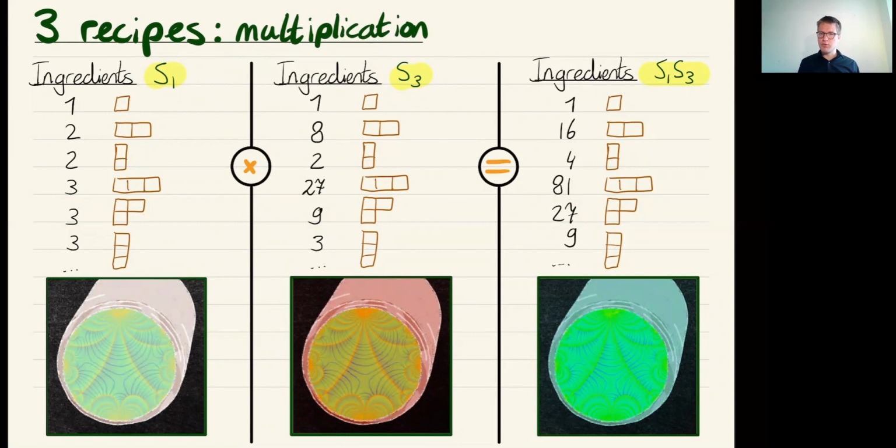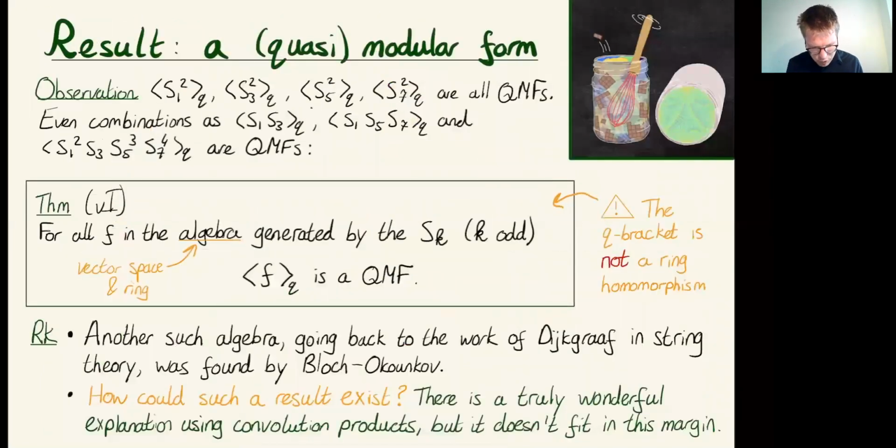And this is a very surprising observation, given that you do not expect this to hold for arbitrary recipes, like the recipe with cake and bread. So this is the observation which I make now, that not only the Q bracket of S1, but also its squares, and of S3 squared, S5 squared, and S7 squared, these are all quasi-modular forms. But even other combinations, S1 times S3, or threefold products, or things like this. It doesn't really matter which products you take. Any polynomial, in fact, in these symmetric functions will give rise to quasi-modular forms.